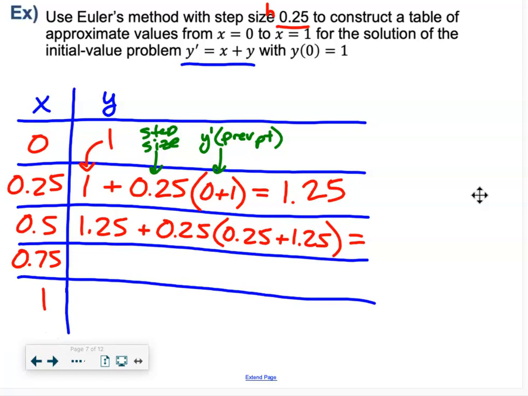All right, so let's see. I got 1.625. Go ahead and see if you can get the next two. Try the next two.